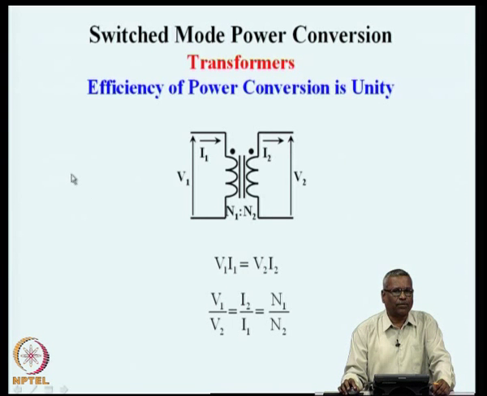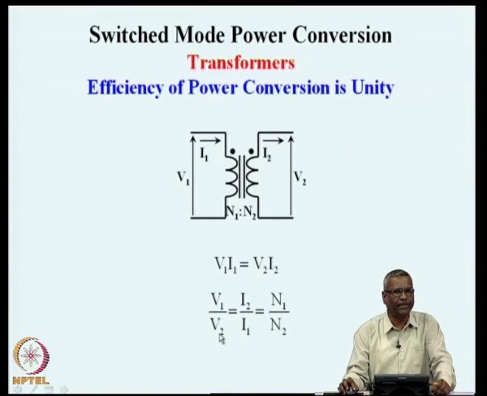The ideal property of the transformer is that it transforms energy without any loss in the transformer. Ideally, the transformer converts power with unity efficiency. Efficiency of power conversion in a transformer from the primary to the secondary is 1. There are no losses in the transformer. We might say that the primary power V1 into I1 is equal to the secondary power V2 into I2, and because of this ideal property of efficiency being 1, the turns ratio is the ratio of the voltages as well as the inverse ratio of the currents.